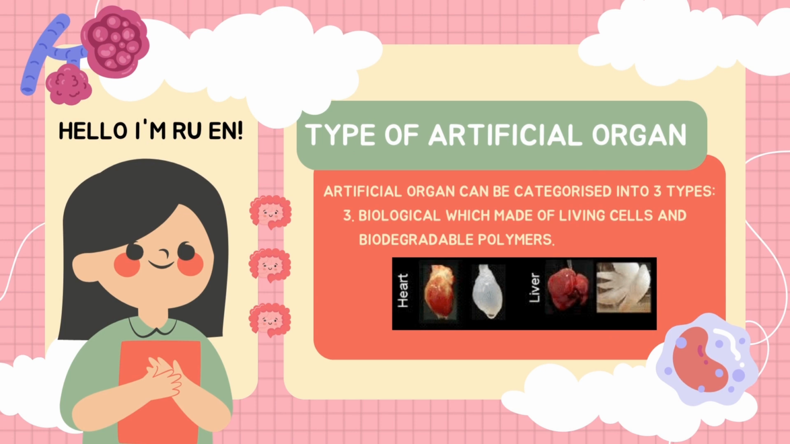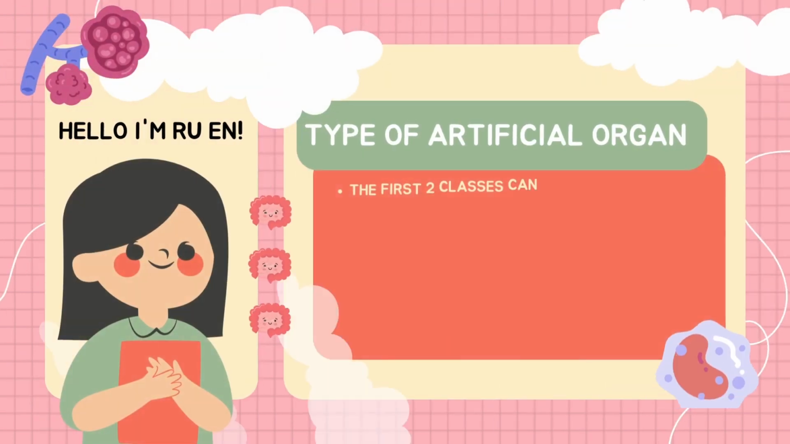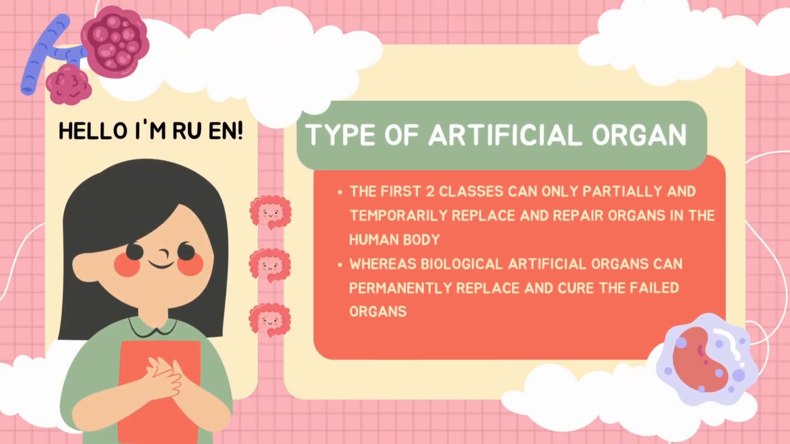To date, the first two classes can only partially and temporarily replace and repair organs in the human body, whereas biological artificial organs can permanently replace and cure the failed organs.